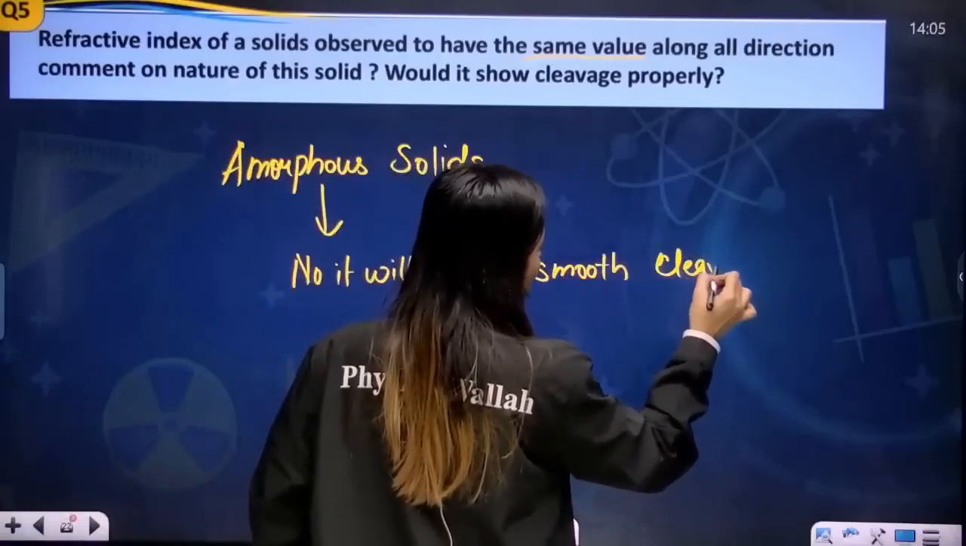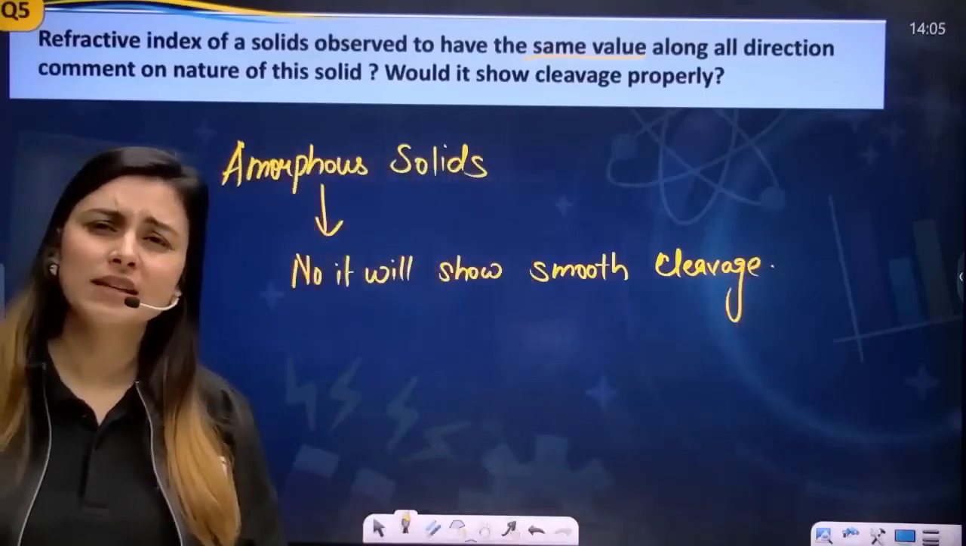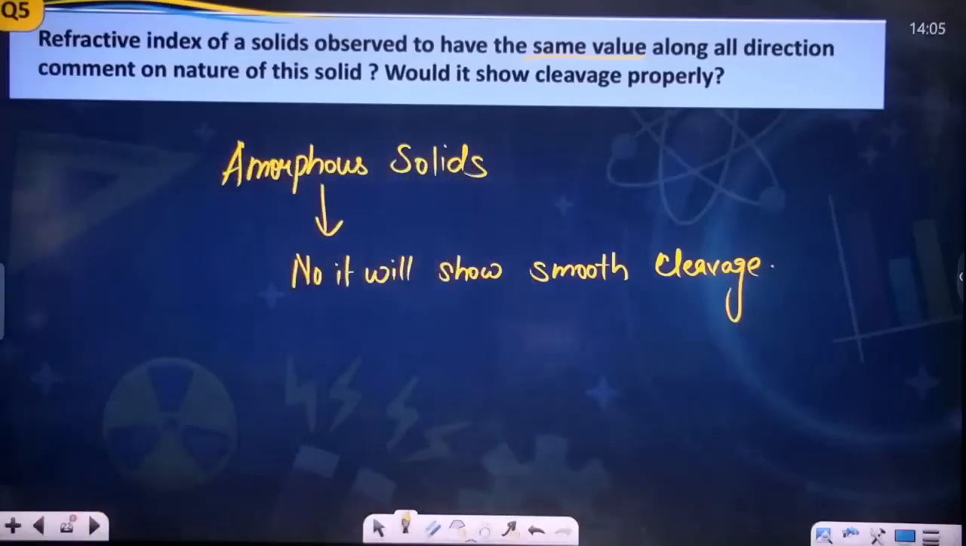So it will not show smooth cleavage. Okay, this is how you have to solve the question. So easy, right? Yes, perfect. Let's move forward, my dear students. Write it down.